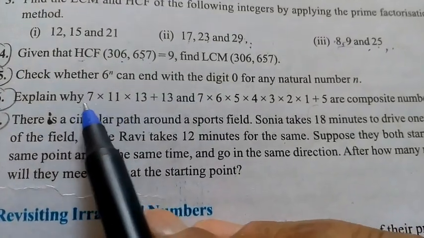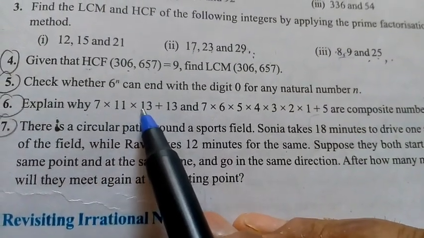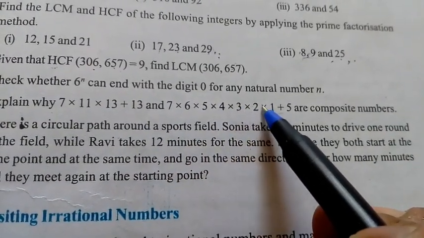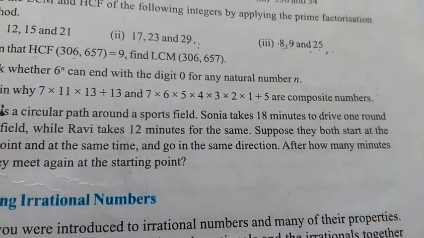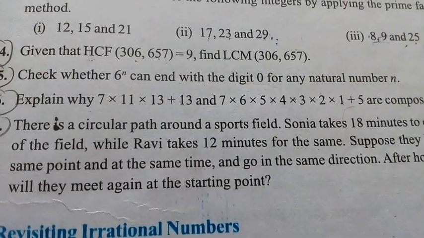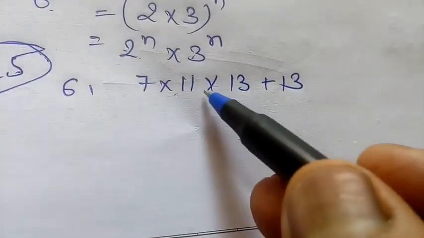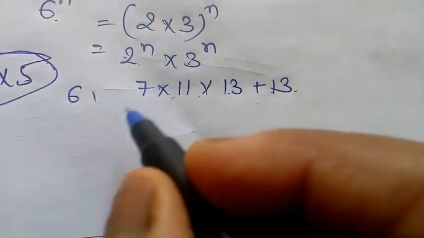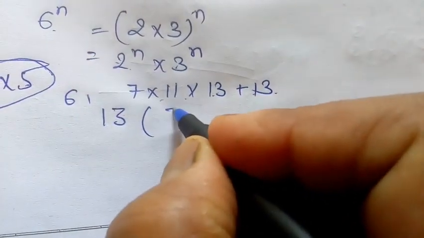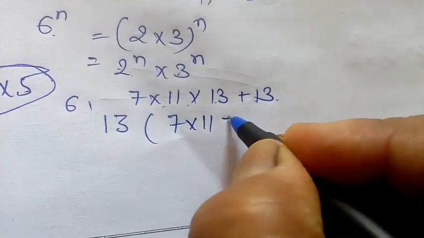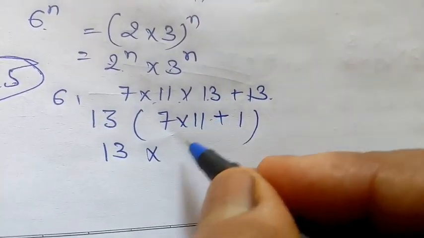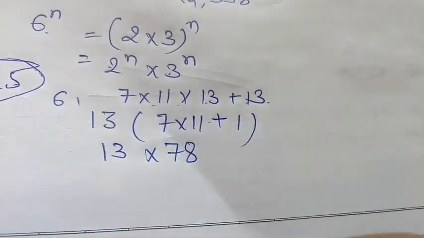Question number 6. Explain why 7 into 11 into 13 plus 13 and 7 into 6 into 5 into 4 into 3 into 2 into 1 plus 5 are composite numbers. Composite numbers are those numbers which have more than 2 factors. 7 into 11 into 13 plus 13. Prove that it is a composite number. Taking 13 common. 7 into 11 plus 1. 13 into 77 plus 1, 78.